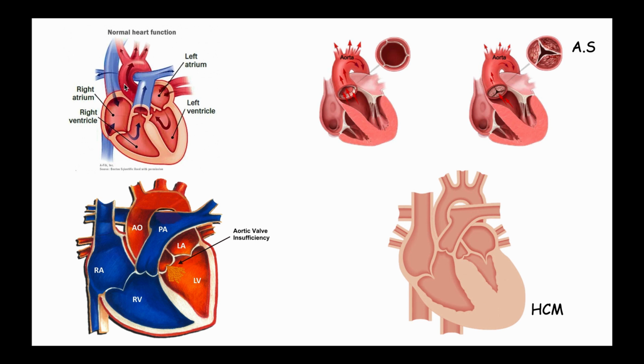Now, this is the normal heart function, and as we know, the blood enters through the superior and inferior vena cava to the right side of the heart, then goes to the lungs and comes back to the left side of the heart, and from the left ventricle passes through the aortic valve over here, then to the aorta and to the rest of circulation. Now, in aortic stenosis, as we can see on the right, the valve is stenosed, and so it cannot open well to allow blood flow from the left ventricle through the aorta to the rest of circulation.